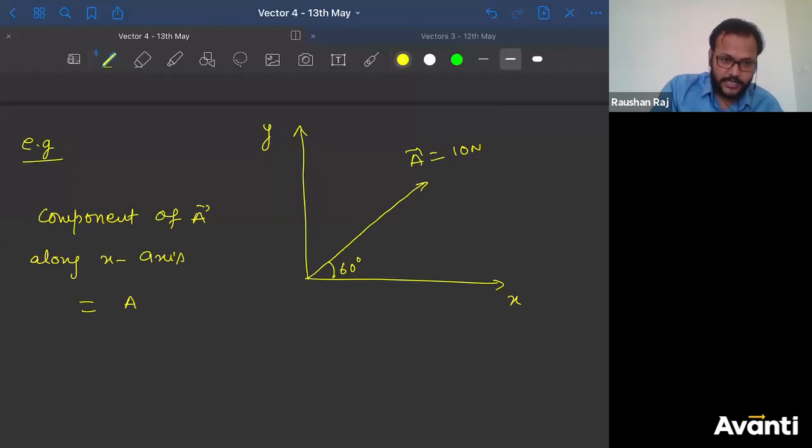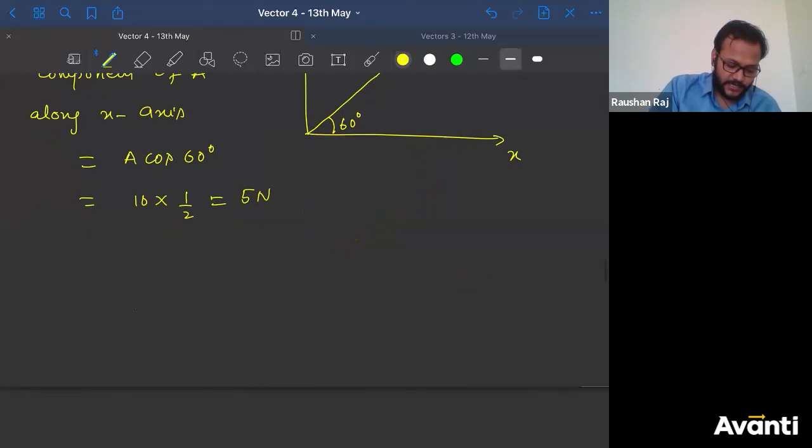तो what is the answer? मैं लिखूंगा सीधा A into cos of angle. क्या लिखूंगा? A into cos of angle made by vector A with x axis, 60. So what is that? A का वैल्यू पुट करेंगे 10. Cos 60 1/2. तो कितना आंसर आया? 5 Newton.